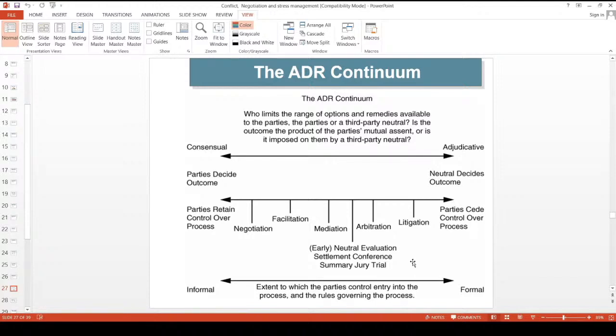Then after the arbitration comes the litigation, in which the court gets involved in order to resolve the conflict between the two different parties. So these are the different approaches which may vary from informal to more formal, and this ADR continuum, the alternate dispute resolution continuum, guides us in deciding how we can resolve the conflict between the two parties by using an approach which may be more informal at one extreme, or more formal at the other extreme.